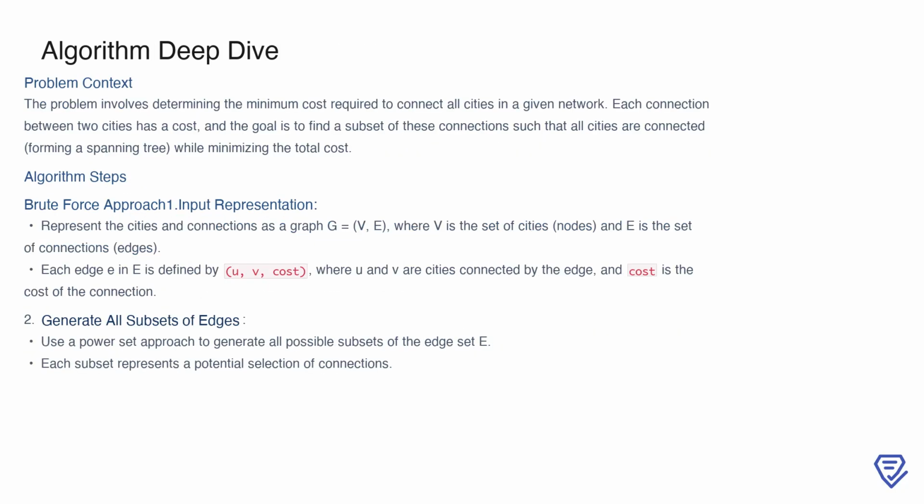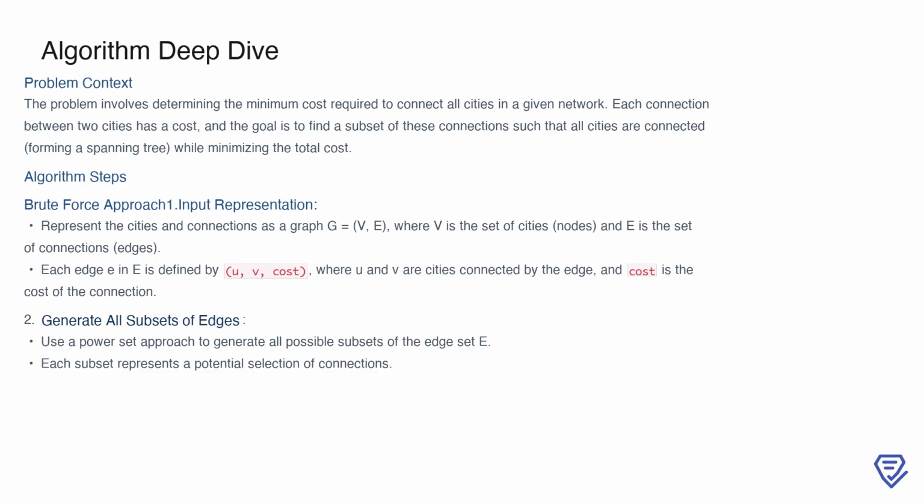The problem we're solving focuses on connecting all cities in a network with the minimum possible cost. Each connection between two cities has an associated cost, and our goal is to find a subset of these connections that ensures all cities are connected, forming a spanning tree, while minimizing the total cost.